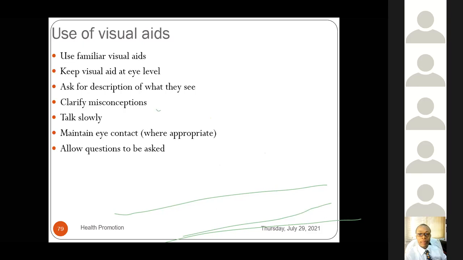Yeah, please. The misconception must be in line with the visual aid. The misconception should correspond to the visual aid. Okay, that means what you are projecting. If there's a misconception about it, exactly, there's a misconception about it, yeah.